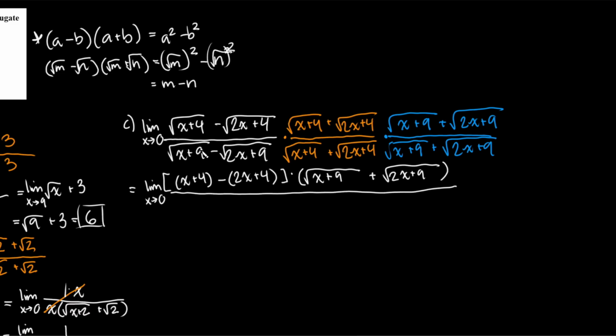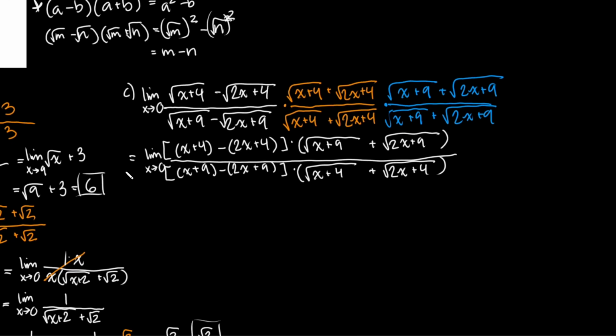The bottom part is going to be, we're going to take this part right here and this part right here, and we're going to rewrite it as x plus 9 minus 2x plus 9 times the leftovers. So it's going to be this part right here. It's going to be the square root of x plus 4 plus the square root of 2x plus 4. I think that's correct. Okay. Whew, this is a doozy. So we can't really simplify this further, but we can simplify this. So let's see what it gets us.